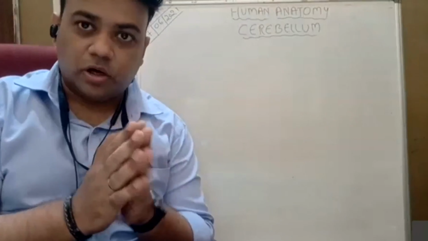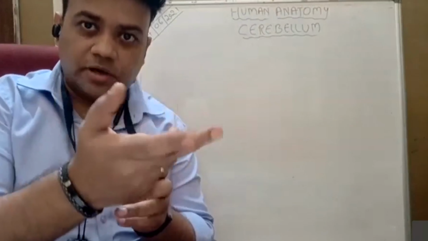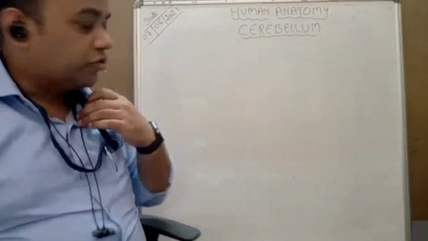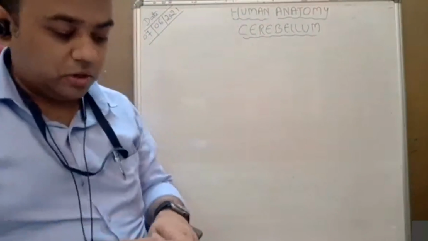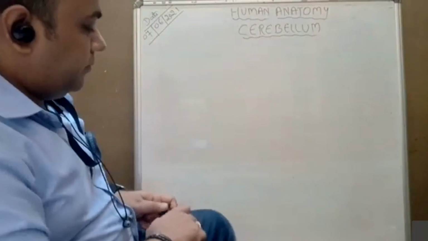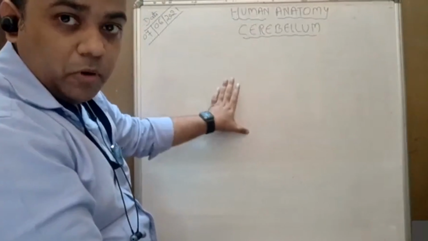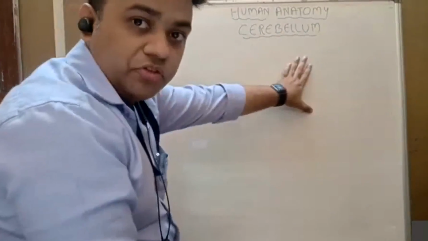Hindbrain is consisting of the pons and medulla anteriorly and cerebellum posteriorly. Got it? So we'll see how is that relation of these three things are there. So first, I will draw here the midbrain, pons, medulla oblongata, and posterior to the cerebellum.